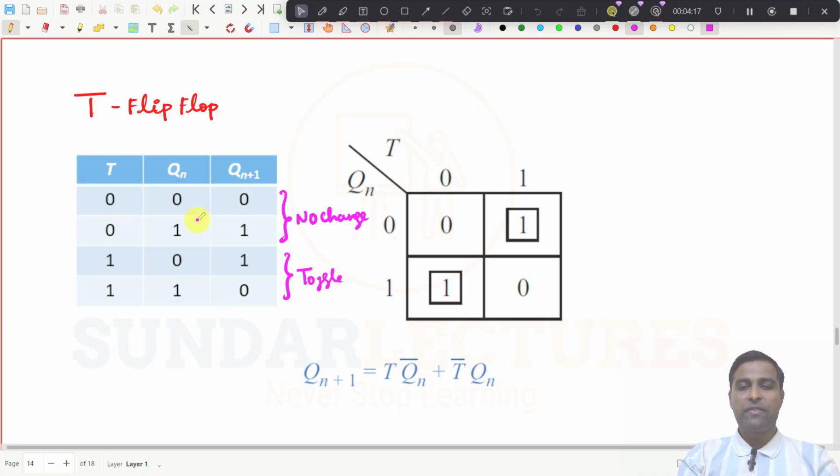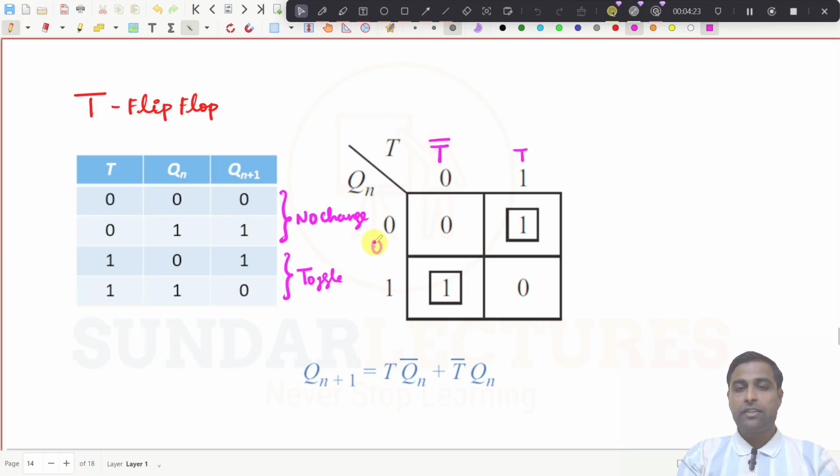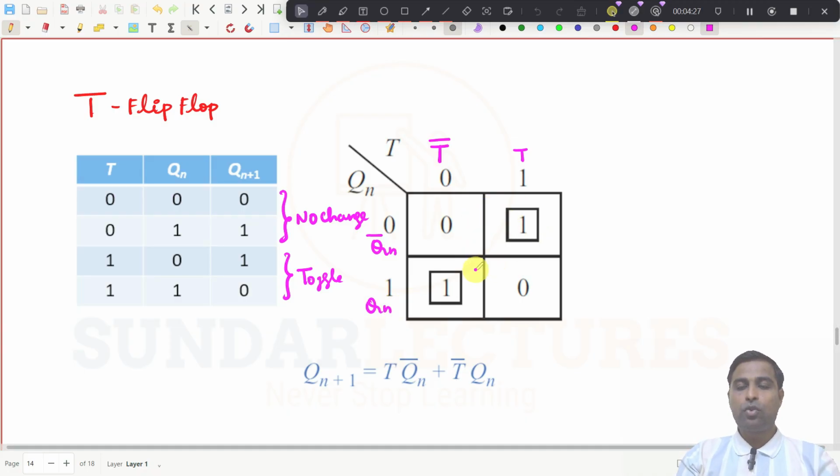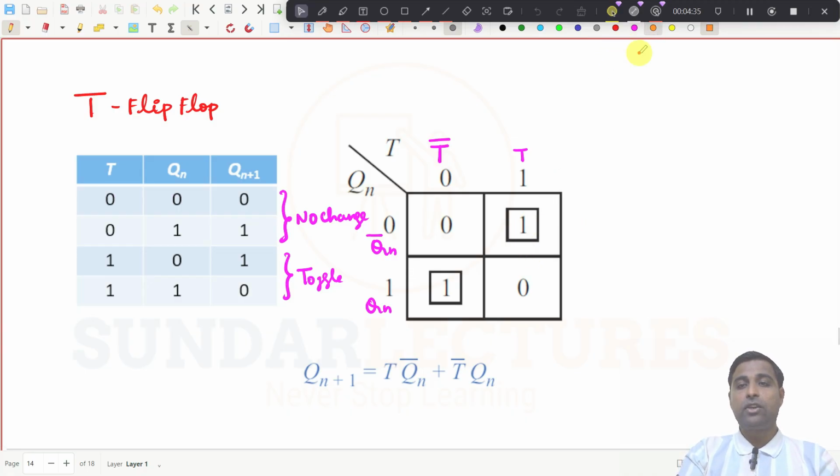So it will be very simple to put it in the Karnaugh map. Put the values: T bar and T, QN bar and QN. And you don't need to look for pairs or quads here, because anything is not possible. So finally you can write this one.